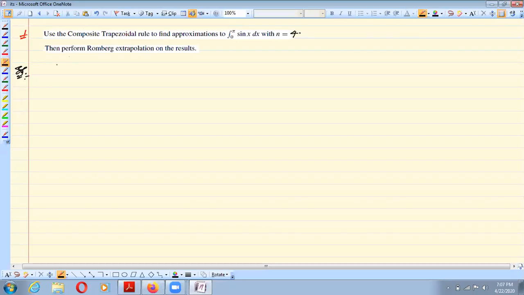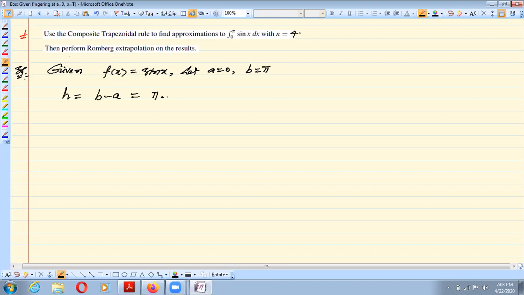Dear students, the problem is this: given f of x is equal to sin x, the interval should be 0 to pi. Let a is equal to 0, b is equal to pi. In this formula we want h is equal to b minus a, b value pi minus a 0, that is pi.